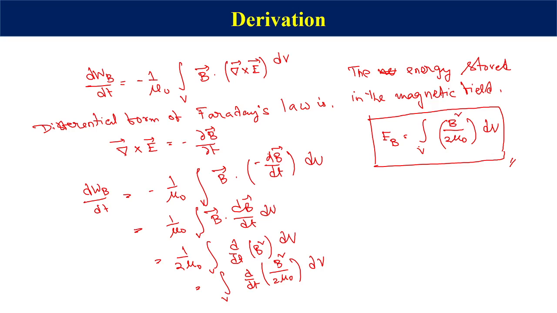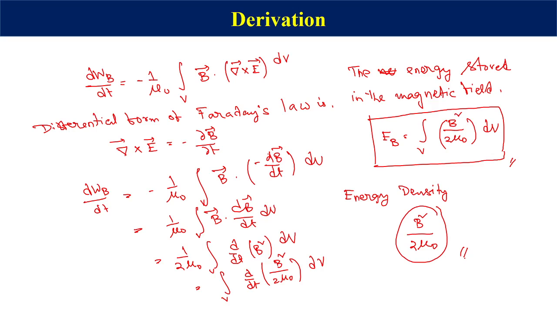This normally happens in the case of a solenoid. Suppose you have a solenoid, you know the area of cross section, you know the length of the solenoid, and the magnetic field along the central axis of the solenoid. In that case, the energy density can be easily found. So the energy density is nothing but B square by twice mu naught. So this is something which is very important.